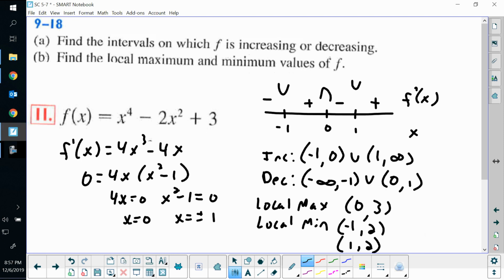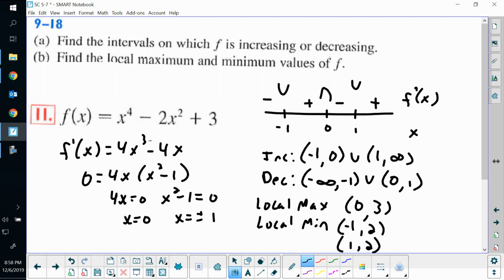All right, let's talk about this number 11. We got derivative 4x cubed minus 4x. You can pull out a 4x, leaving you with x squared minus 1. Set those equal to 0. You get 0 and plus and minus 1. Put those on your number line.